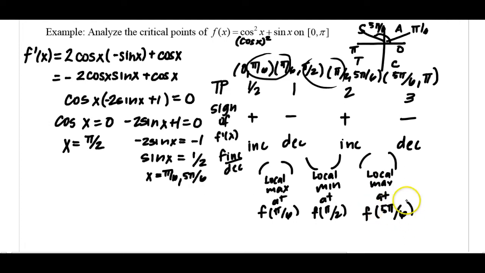So I'm going to skip writing out the conclusion, but we would have to again justify, since f prime changes from positive to negative at pi over 6, then f changes from increasing to decreasing at pi over 6, so there is a local max by the FDT at f of pi over 6, etc. for each and every one.